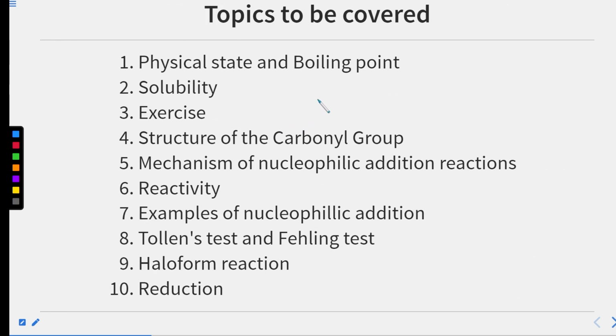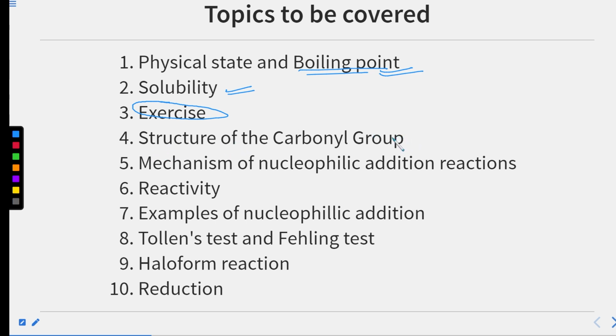If you look at today's topics, first we will see the physical state of aldehyde and ketone based on their length. Then we will see the boiling point. After that, we will cover solubility. And then we will see an exercise and compare the boiling points of some common functional groups which we have studied till date. Clear?